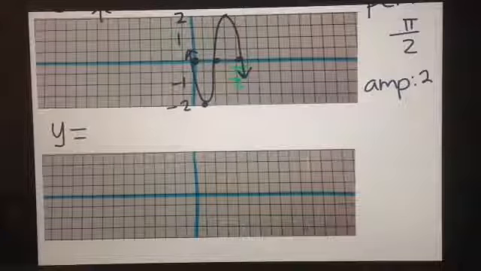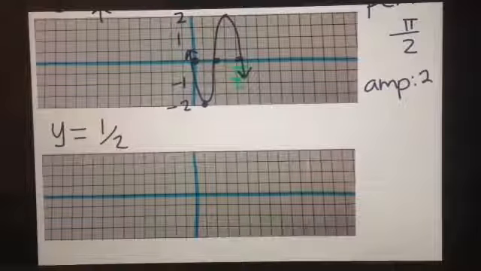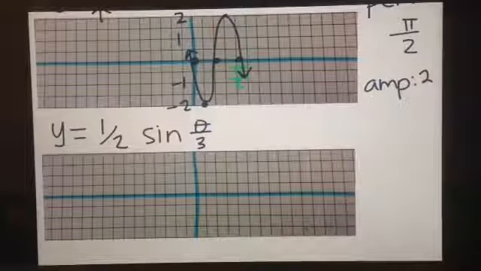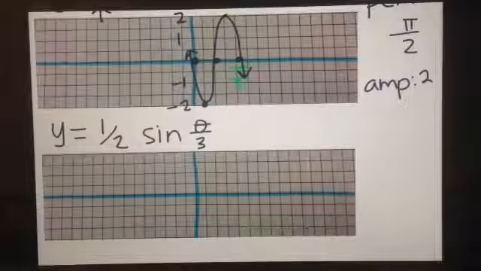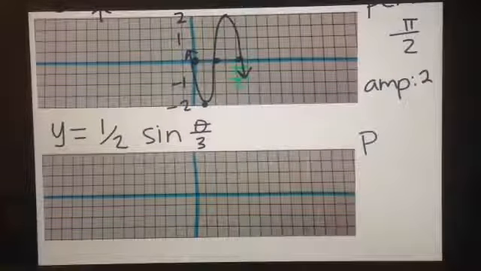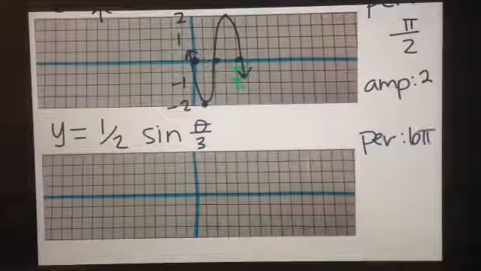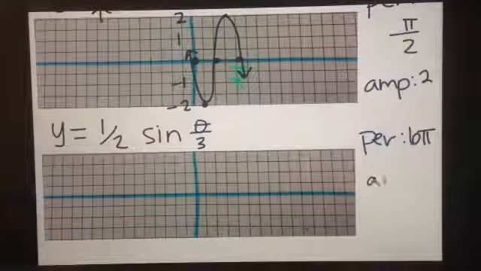All right, let's try one where we have some fractions in there. Okay, so on this one, it looks like it's theta divided by 3, so you'd think, oh, the period's getting smaller. But no, it's actually doing the opposite. So for this one, I'm going to say my period is 2 pi times 3. So 2 pi times 3 would be 6 pi. And then my amplitude here is 1/2.